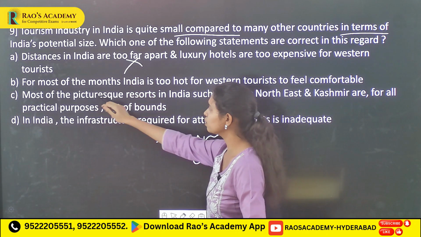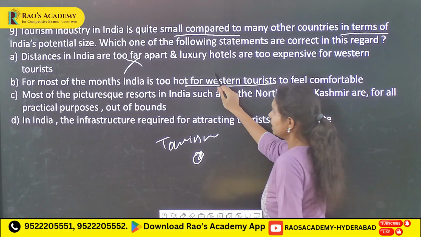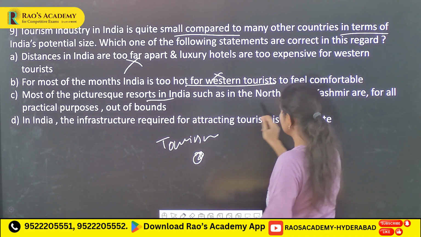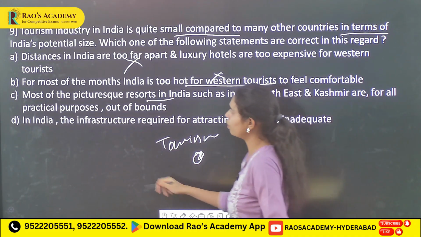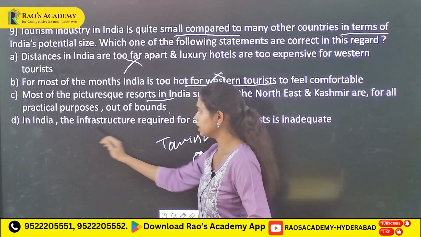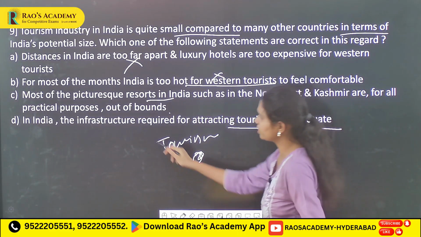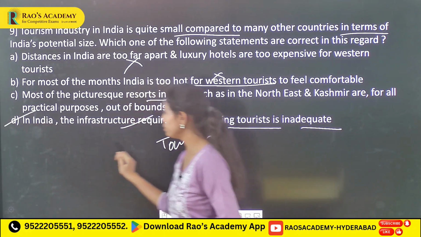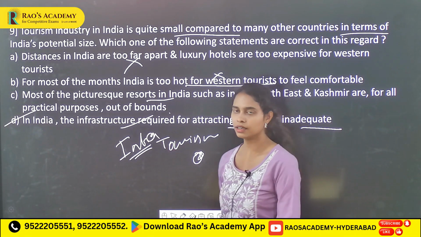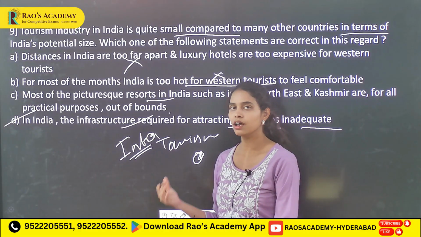Followed by, for most of the months, India is too hot for Western tourists to feel comfortable. It is also an incorrect one. Followed by, most of the picturesque resorts in India, such as in the Northeast and Kashmir, are for all practical purposes out of bounds. If you see the last one, in India, the infrastructure required for attracting tourists is inadequate. Actually, the last one is a correct one. That means we have very little infrastructure for tourists. And what do we mean here by the term infrastructure? That means especially the tourism infrastructure is very inadequate.